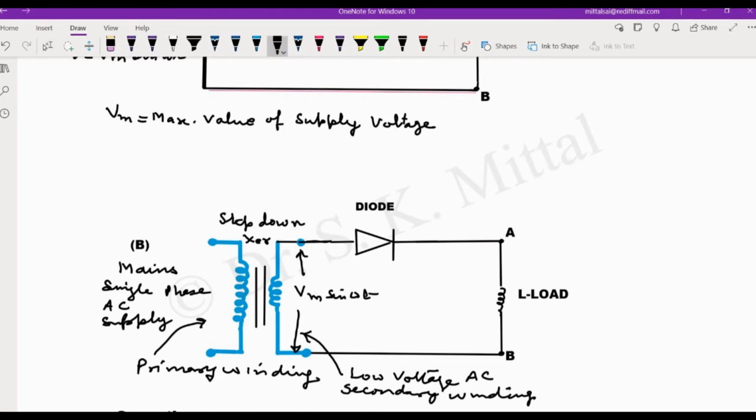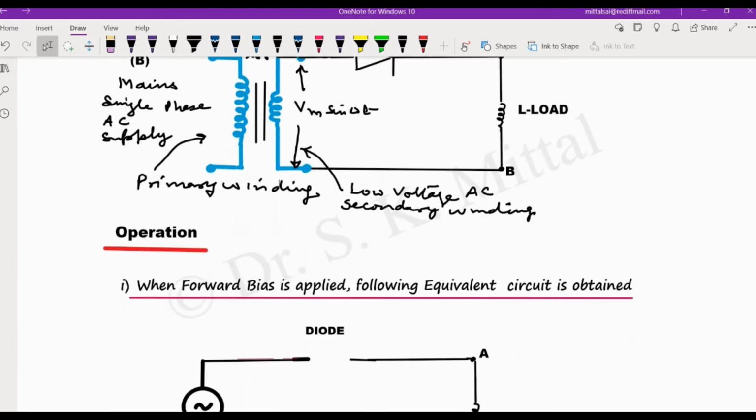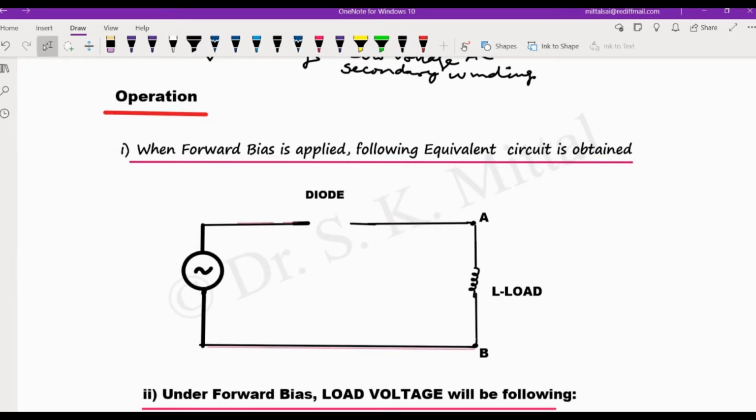Now this type of rectifier with step down transformer is used where low voltage DC is required, and this type of circuit is used where the DC voltage is nearly equal to the magnitude of the single phase AC supply voltage. Now after circuit diagram, we will consider the operation of half wave rectifier with inductive load.